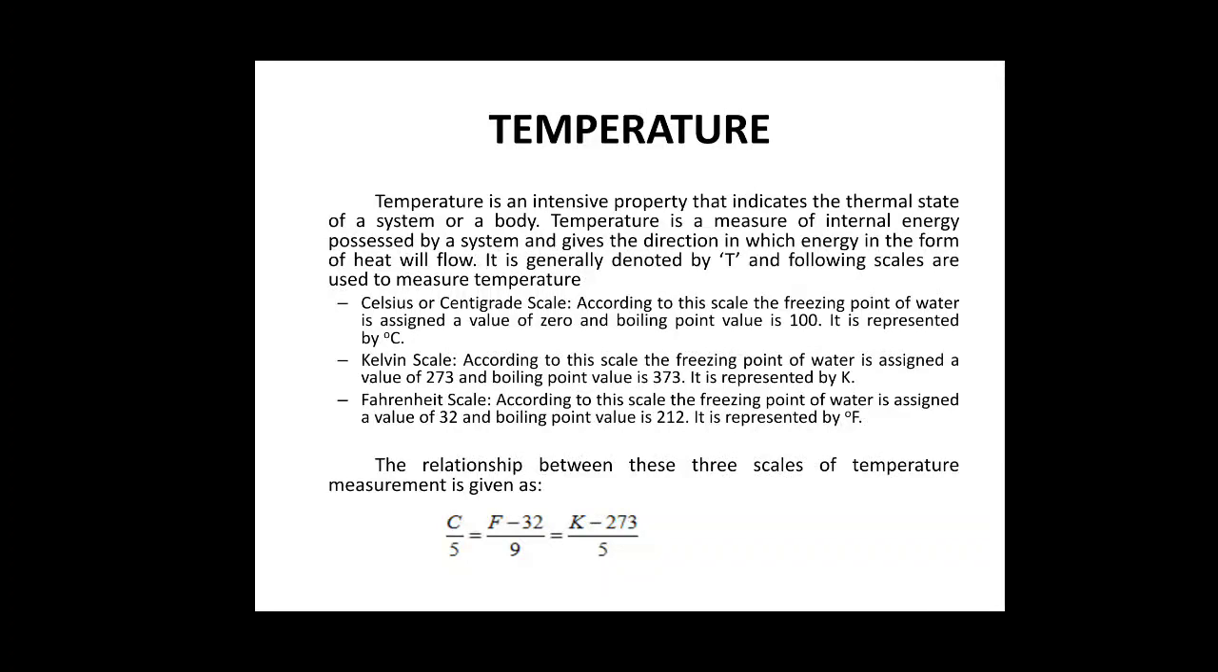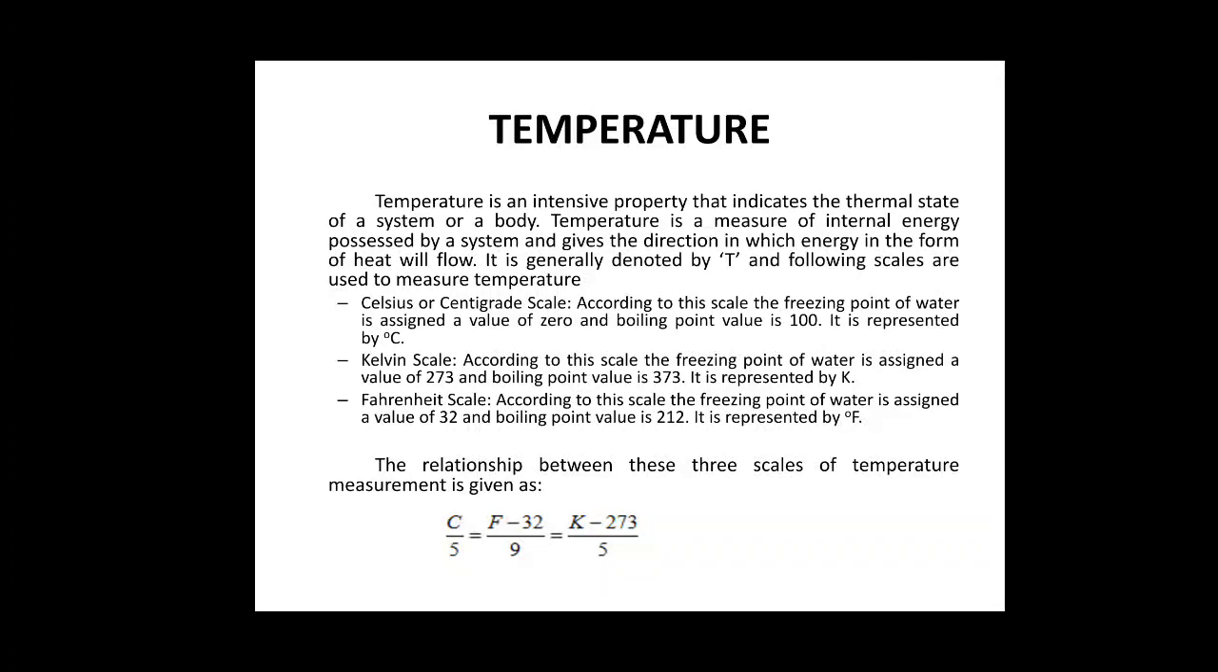The temperature is the measure of internal energy possessed by a system and gives the direction in which the energy in the form of heat will flow. That means it gives us the measure of how much internal energy a body has, and it can also give us information about the direction in which the heat will flow, whether the heat will flow out or flow in. We can gather such information from the temperature.